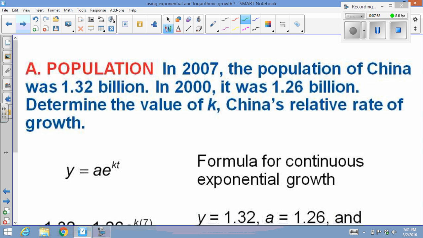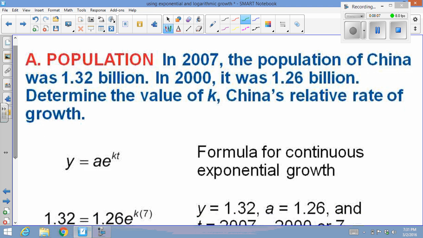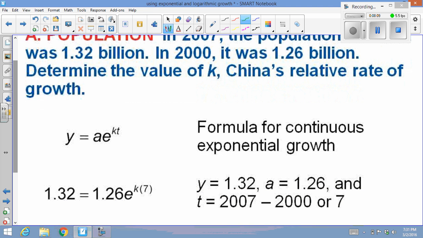Since the earliest year in our problem is 2000, 2000's population is going to be our initial amount. So our initial amount is going to be 1.26. I'm going to substitute that in for A. I have to find out what k is, so I'm going to put in the population that they gave me in 2007, and that's going to be our y, or f of x value.